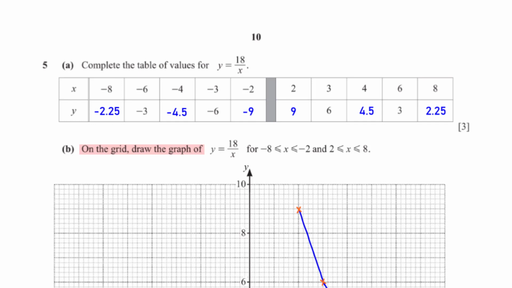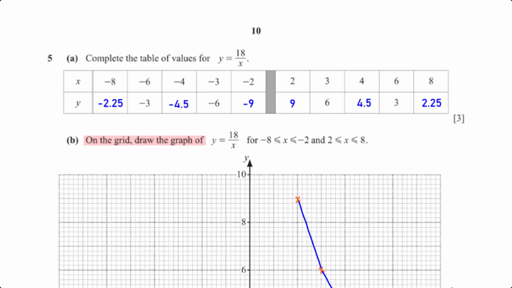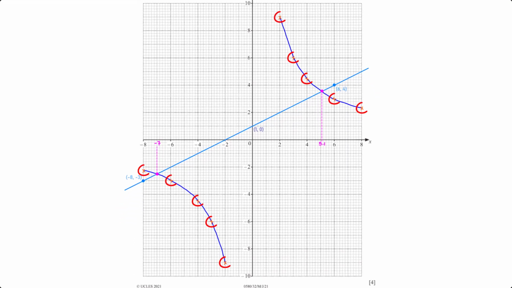On the grid, draw the graph of y equals 18 over x for x greater than or equal to negative 8 and less than or equal to negative 2, and x greater than or equal to 2 and less than or equal to 8. So on the grid, we plot all the points in the table and we connect the points with a smooth line.